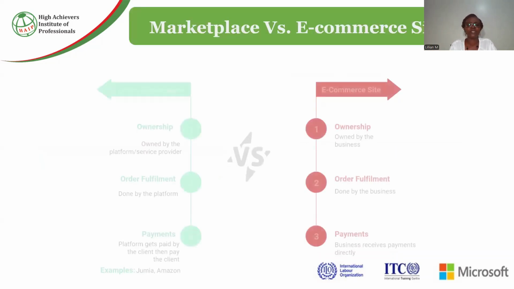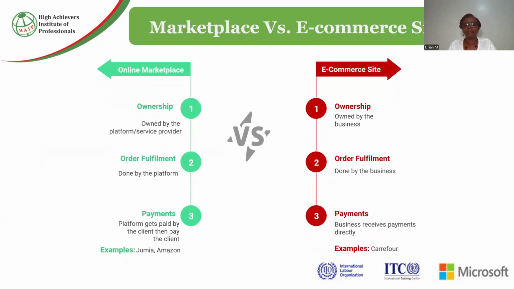So let's look at the differences between them. The online marketplace like Jumia, that whole website is owned by the people who own Jumia, not by the seller who is selling the product. On the e-commerce site, the website is owned by the business. So the Carrefour online e-commerce website is owned by Carrefour.